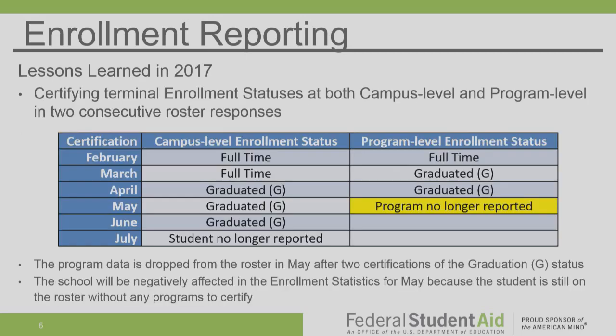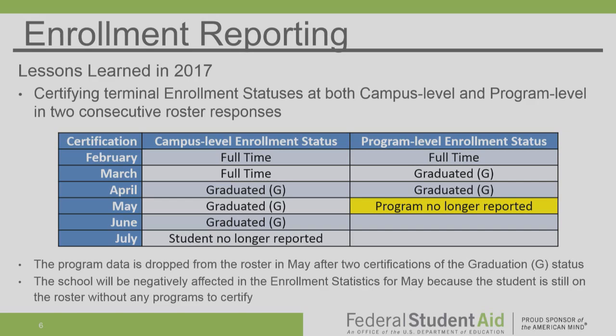Another issue that we found in working with schools on why they weren't meeting that 90% threshold was the issue of we have a concept on NSLDS that you have to report a withdrawal status or a terminal status from either a program or at the campus level 2 times.